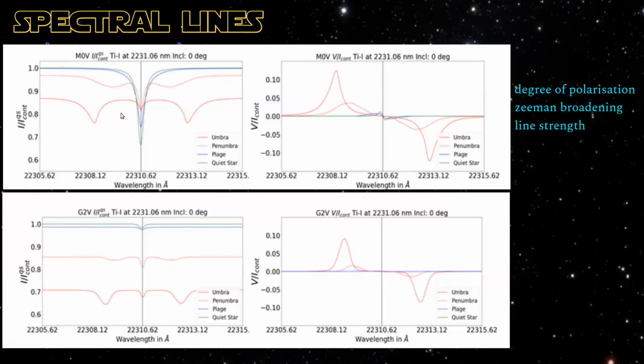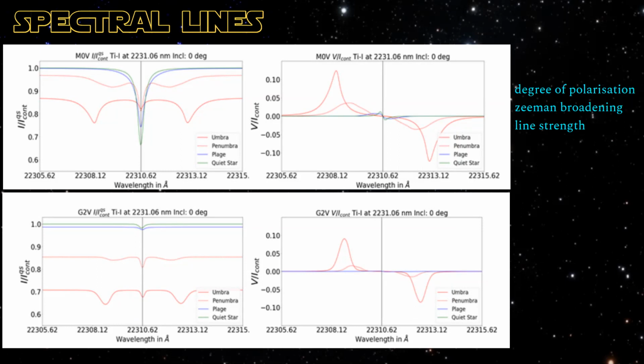And if you look at the M star, you see a change in that. Your titanium 1 line is actually much stronger in the quiet star, and in the umbra it's a little bit weaker because the titanium 1 in the umbra is forming titanium oxide molecules, which is why the line is weakening.